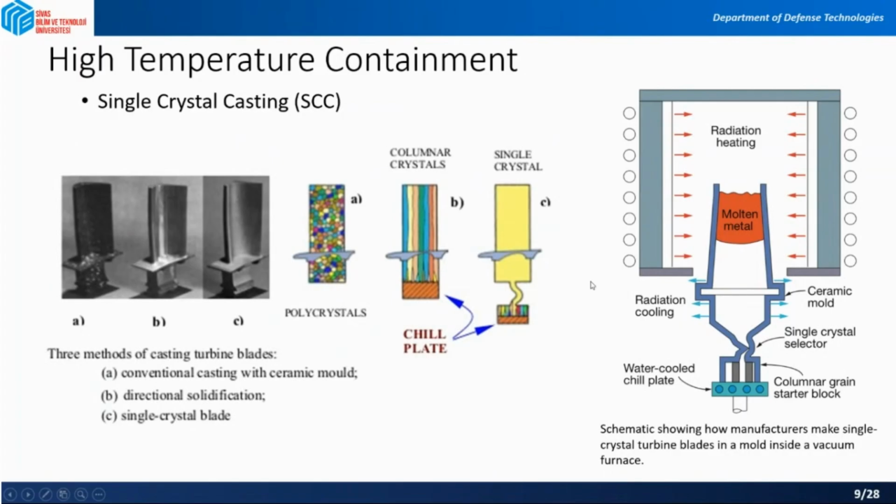So in the right picture in here, you can see the schematics showing how they make single crystal turbine blades in a mold inside the vacuum furnace. So this is a furnace and there is a vacuum. You have the radiation heating and it is molten metal, and they are putting it inside and they make it as a single crystal.